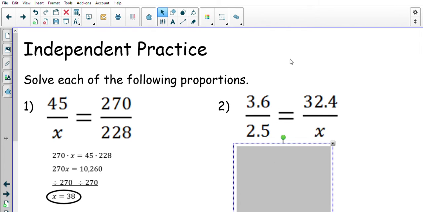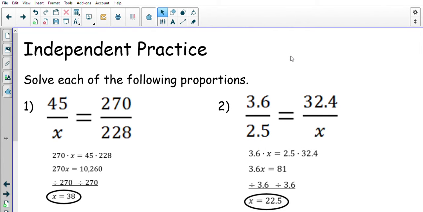Number 2, we have 3.6 times x, set that equal to 2.5 times 32.4, which gets us 81. Divide both sides by 3.6, and you get a solution of 22.5.